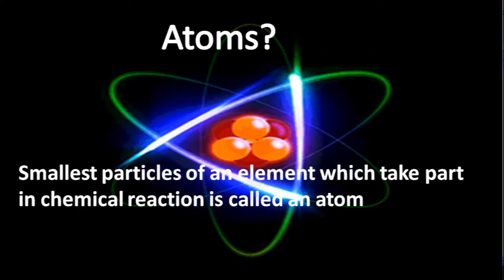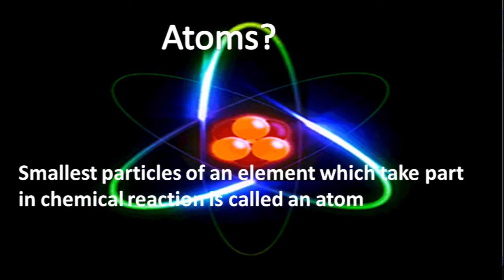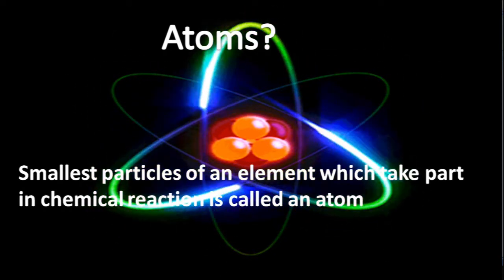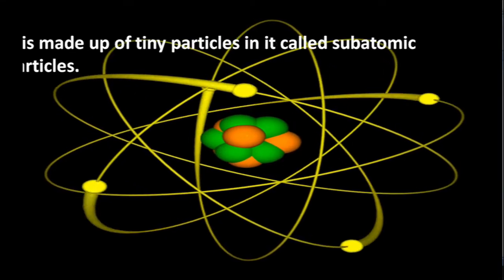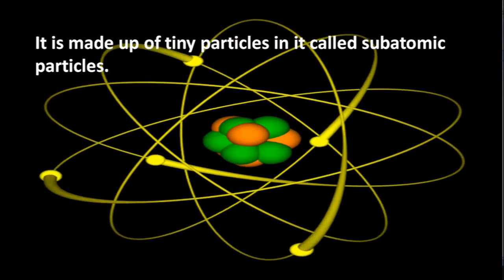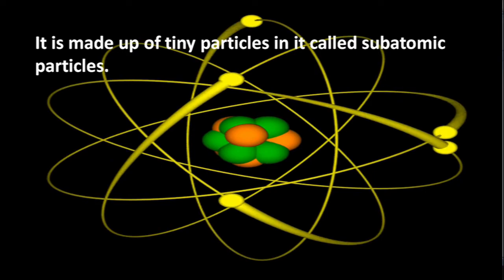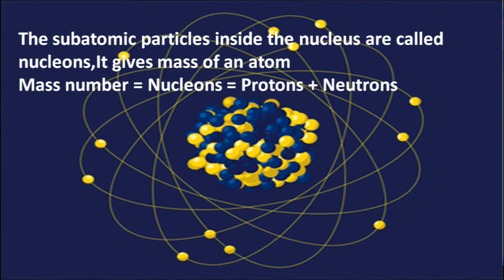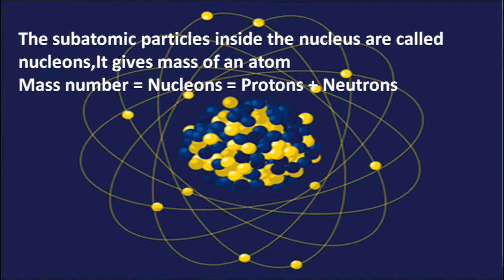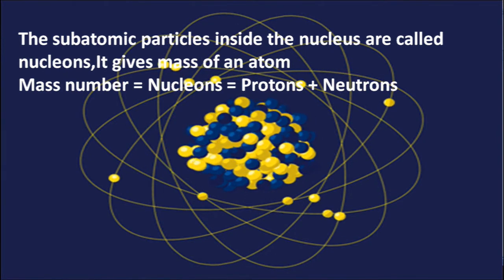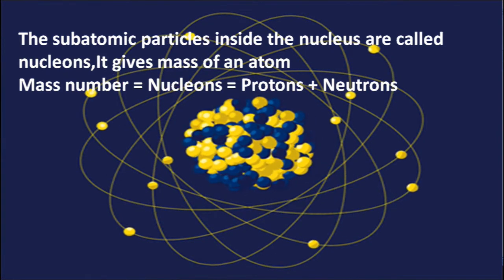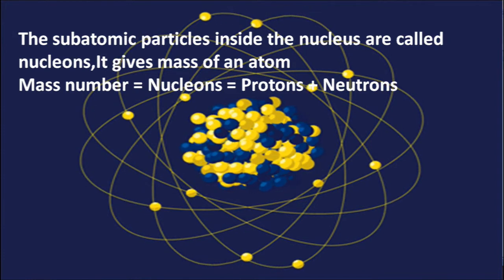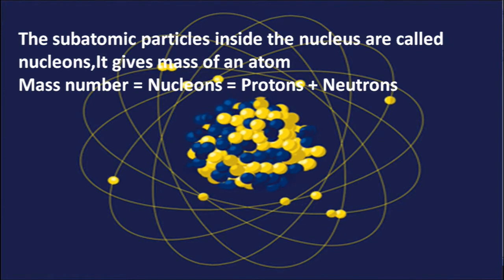Atoms, the smallest particles of an element which take part in chemical reaction, are called atoms. It is made up of tiny particles called subatomic particles. The subatomic particles inside the nucleus are called nucleons. It gives mass of an atom. Mass number is equal to the sum of nucleons, which is equal to protons plus neutrons.